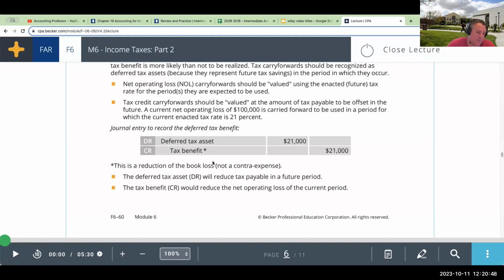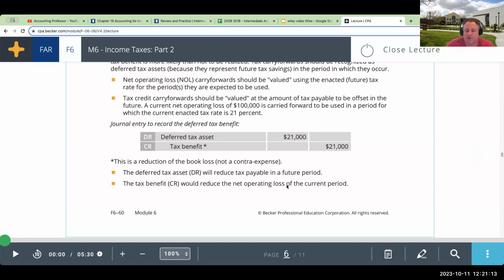Not saying that Becker is more correct than Wiley, but as we're all going to be taking the CPA exam someday, I would probably be looking at Becker. So for this particular question, we're crediting, basically this is a reduction of the book loss, not a contra expense. The deferred tax asset will reduce a tax payable in a future period. That's absolutely correct. The tax benefit would reduce the net operating loss of the current period.